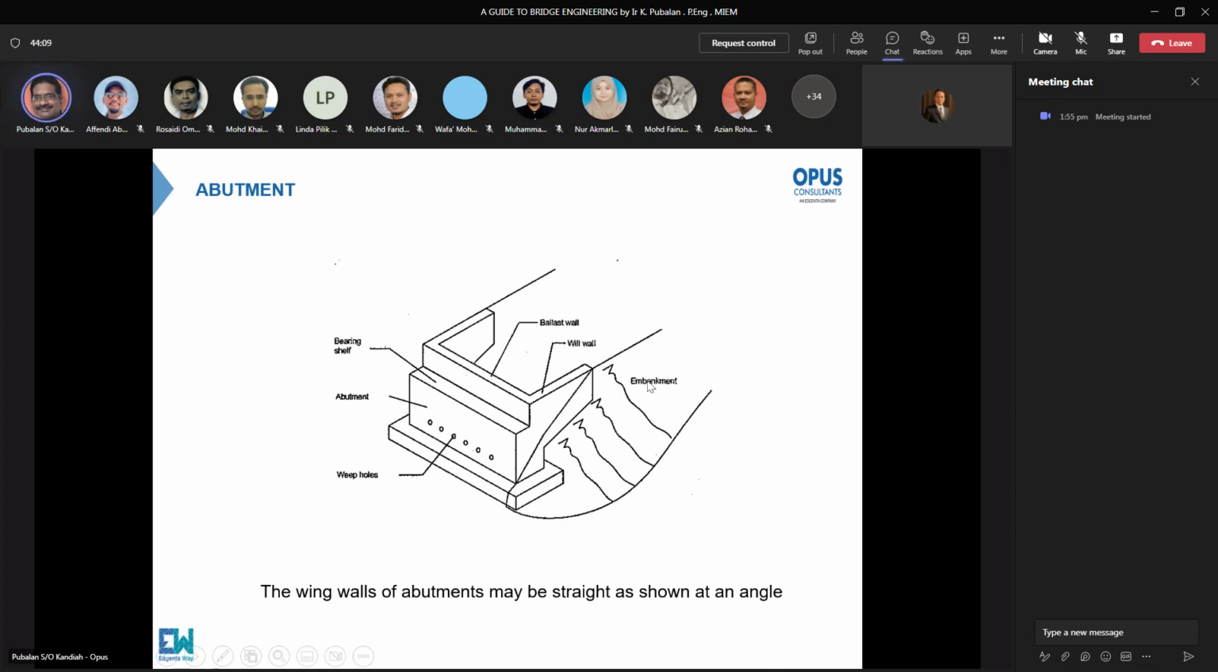Okay, this is embankment, and you have a ballast wall. We can also call it abutment wall. Normally we call it abutment wall. This is a wing wall. Okay, wing because it looks like a wing, so it's called a wing wall. Normally the function of the wing wall is to retain the earth fill at the abutment. Okay, and your bearing shaft, and this is abutment wall. Okay.